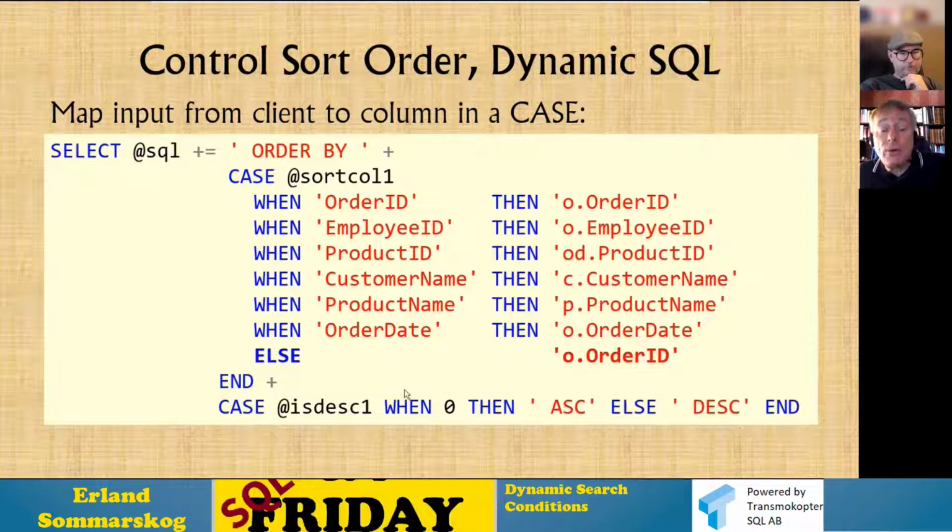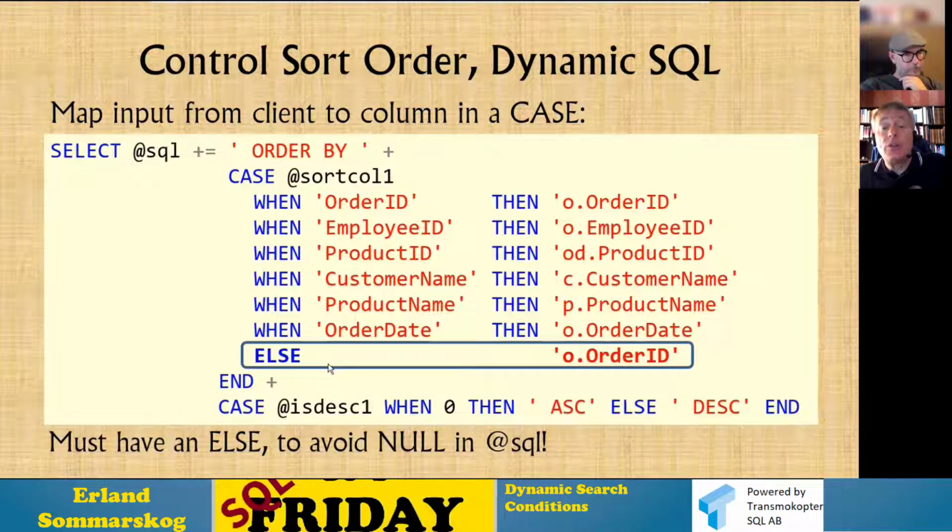One important thing though is you need this ELSE to produce some sort of default, because if you don't have the ELSE, then this CASE expression is going to return NULL, and nothing's going to work. You will get no results back. Not even your debug statement is going to work, because it will print nothing. So either you have a default, or something that produces an error, if you want to say, no, you really need to pass a sort column.